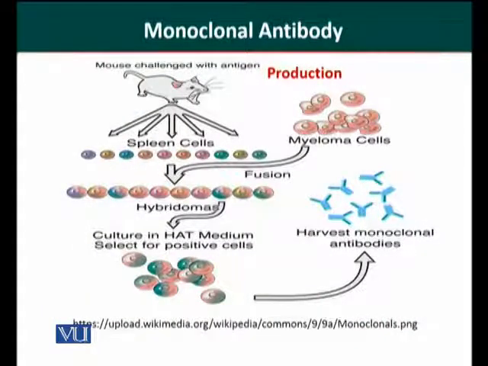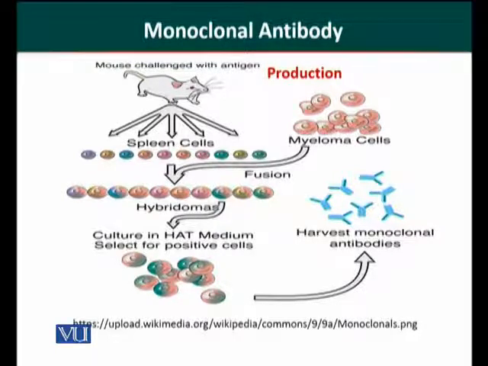So just to refresh your memory, for the production of monoclonal antibodies, first you inject an animal with an antigen to produce antibody. The cells from the spleen are separated and they are mixed with myeloma cells in the presence of polyethylene glycol. After fusion, hybridoma cells are produced, which are cultured in a specific medium, and then monoclonal antibodies are harvested.